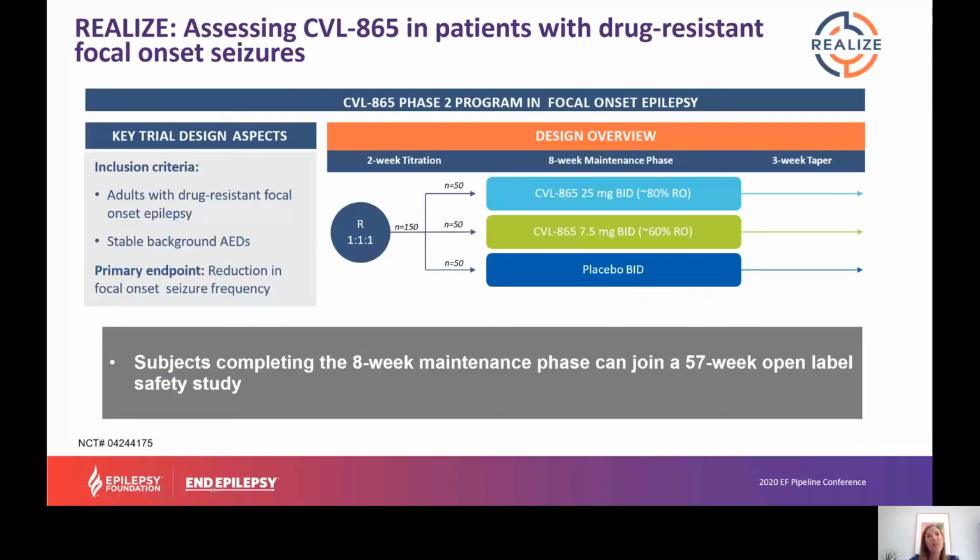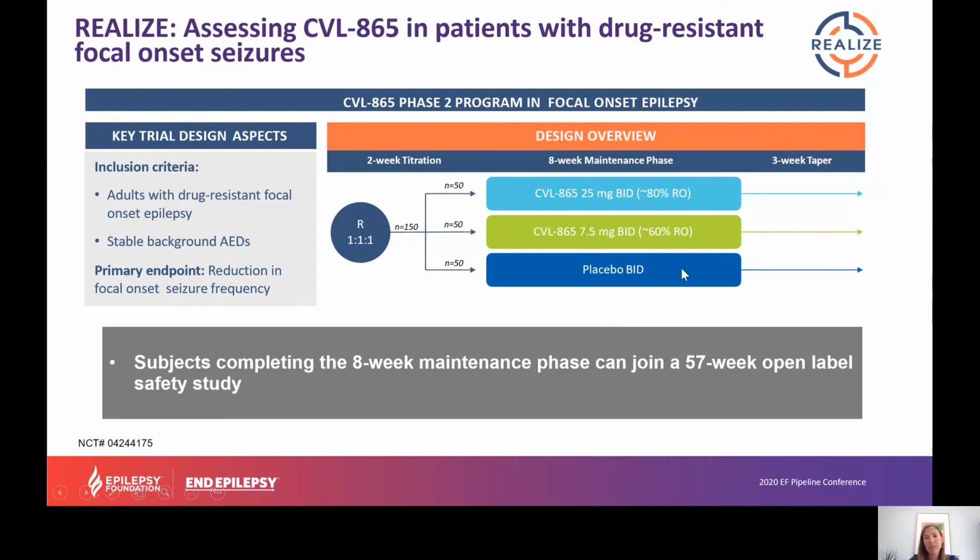I'll briefly talk to you about that trial design. So as I mentioned, it's in adults with drug-resistant focal onset epilepsy, and they're on a stable background of anti-epileptic drugs. Our study involves a 2-week titration period, 8-week maintenance phase, and then a 3-week taper. And we have 3 arms in the trial.